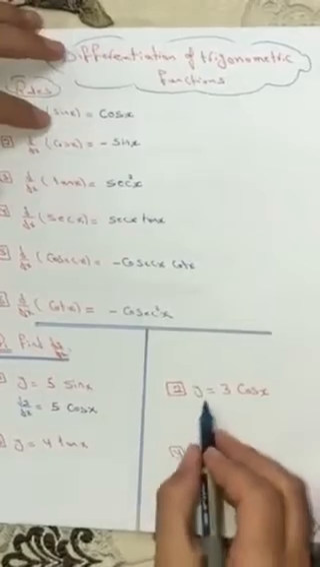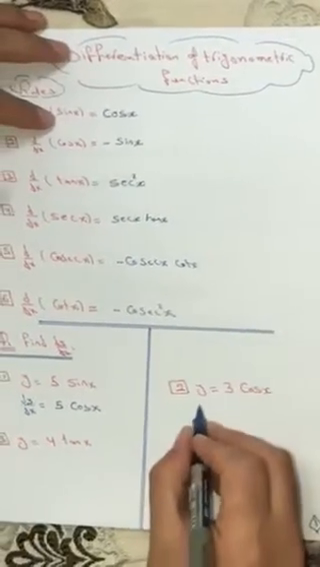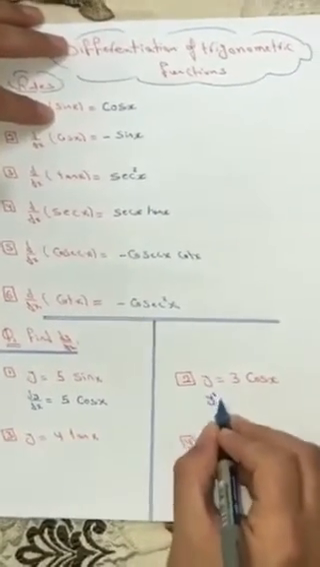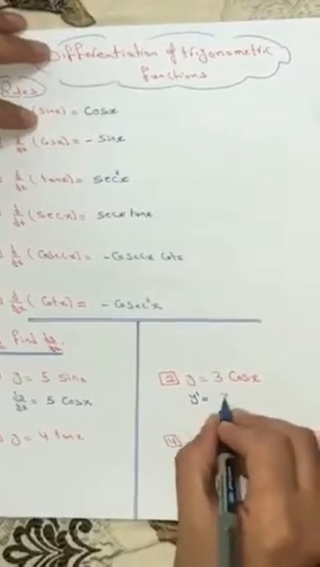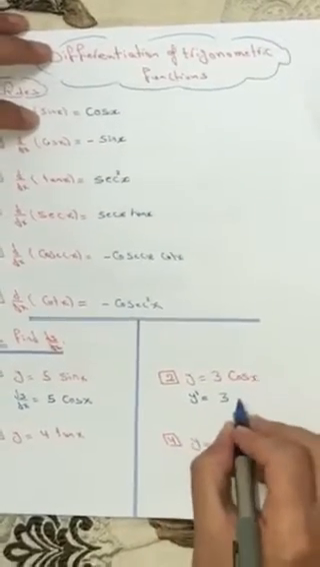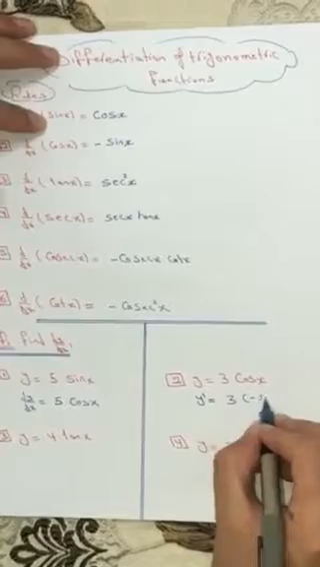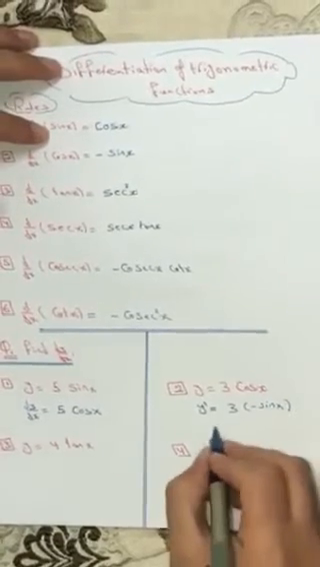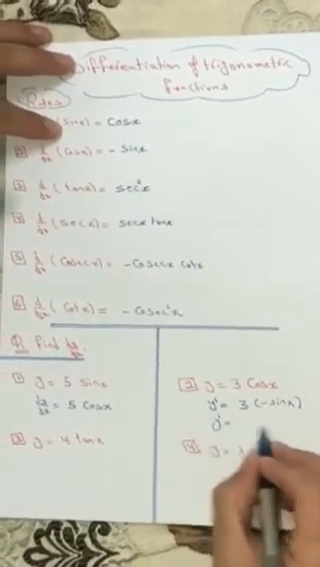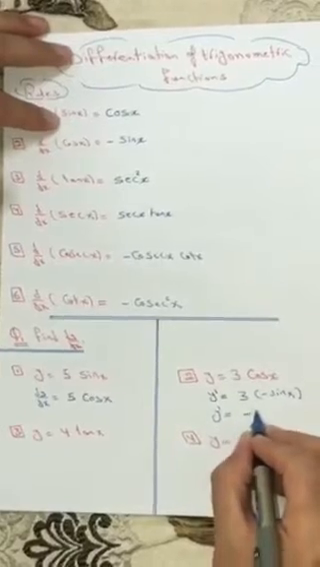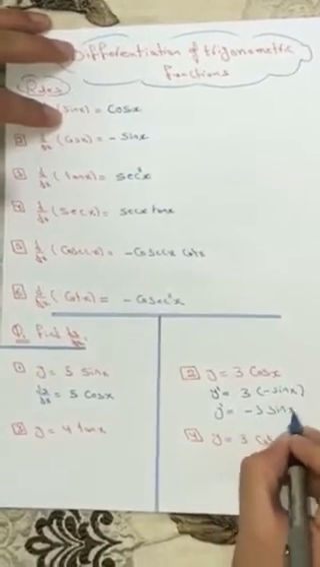Question number 2. Y equal 3 cosine x. So we can write y dash equal 3 is a constant as we said. Derivative of cosine is negative sine x. Now 3 multiply negative sine x is negative 3 sine x.